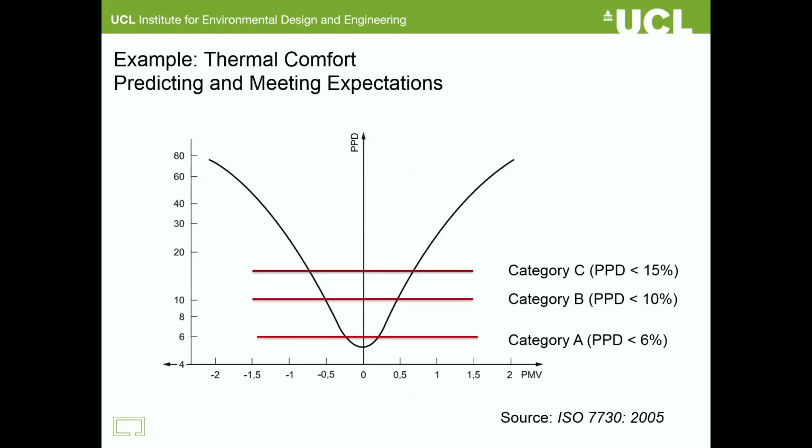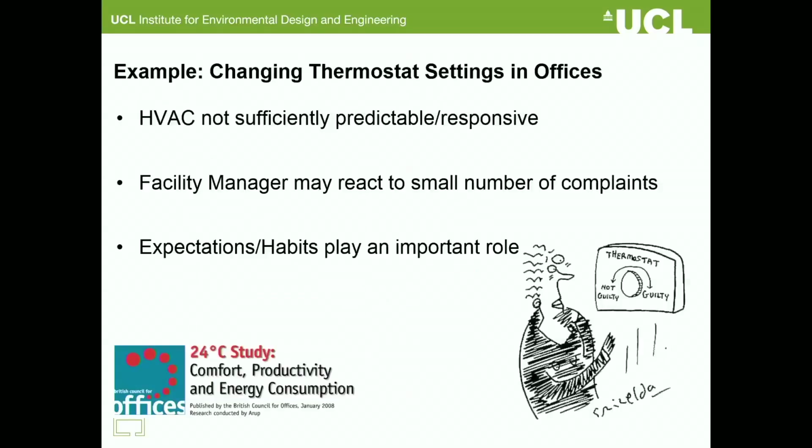Neutral, which is ideal according to the model, there will still be a percentage of people who will be dissatisfied. The percentage predicted dissatisfied, which is on the y-axis, even when PMV is 0, is 4 to 5%. So actually you cannot please everyone and you cannot meet everyone's expectations. It is a balance to be found, and at the onset, in theory, you have to decide: do you want a category A building with a PPD less than 6% or C, like 15%? So that's one thing to consider.